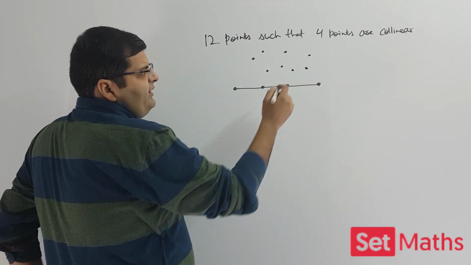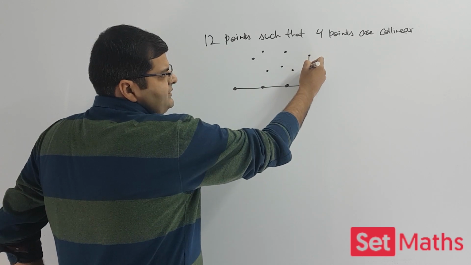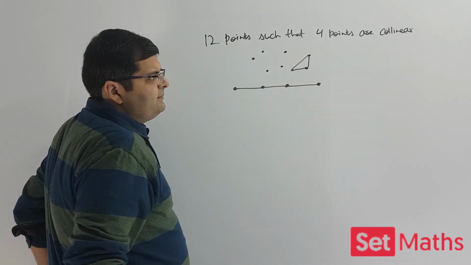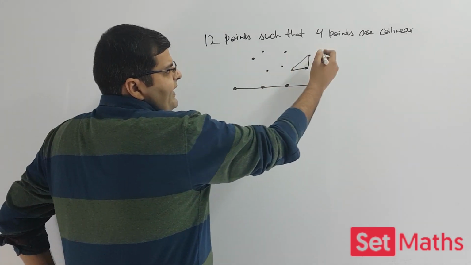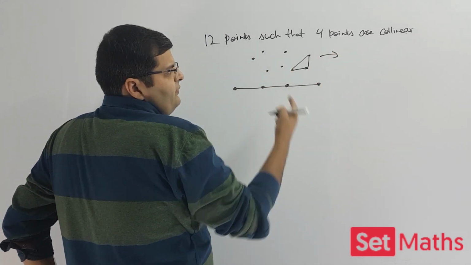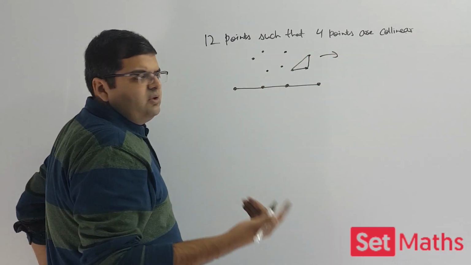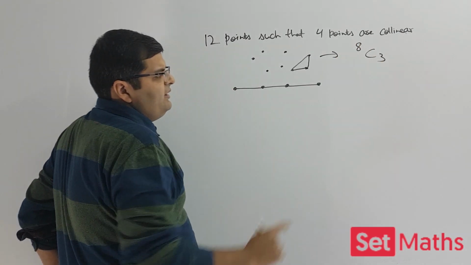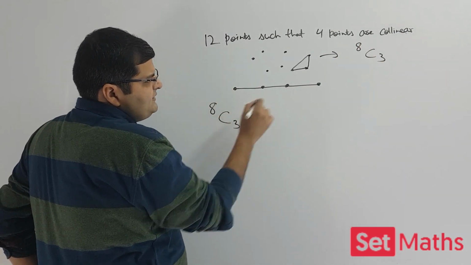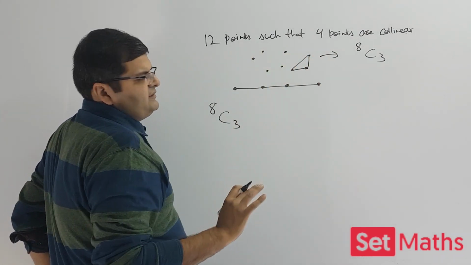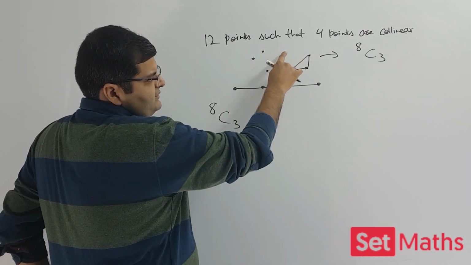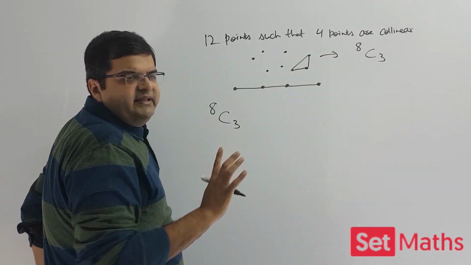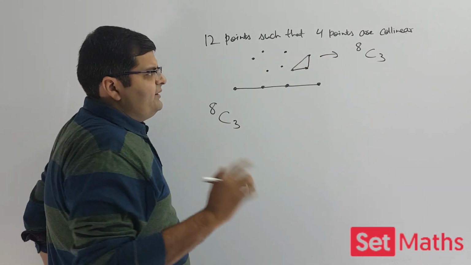Now to create a triangle, I can use 3 points from these non-collinear points to create a triangle like this. So from 8 points we have to select 3 points to get a triangle. That can be done in 8C3 ways. So the number of triangles will be 8C3 using only these 8 points.